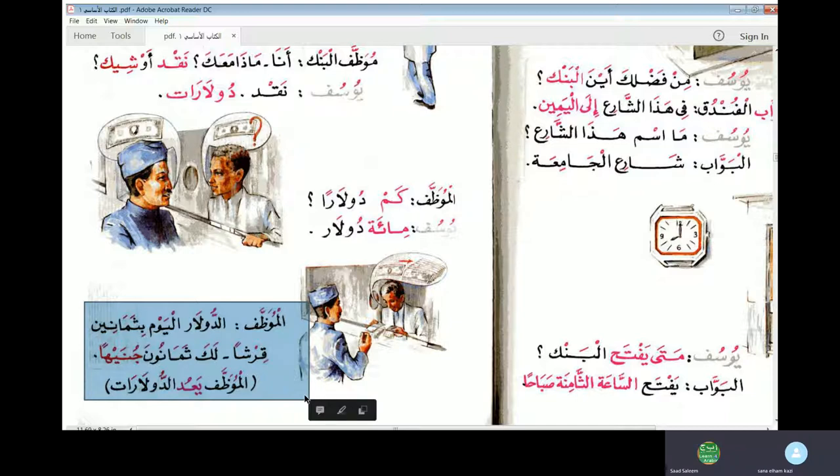ad-dolaru al-yawmu bi samanina firshan. Dollar today is 80 kirish. What currency is that? It is an African country. So, $1 is equal to 80 kirish. Laka samanuna junaihan, you will get 80 junaihas. Al Muwazzaf.